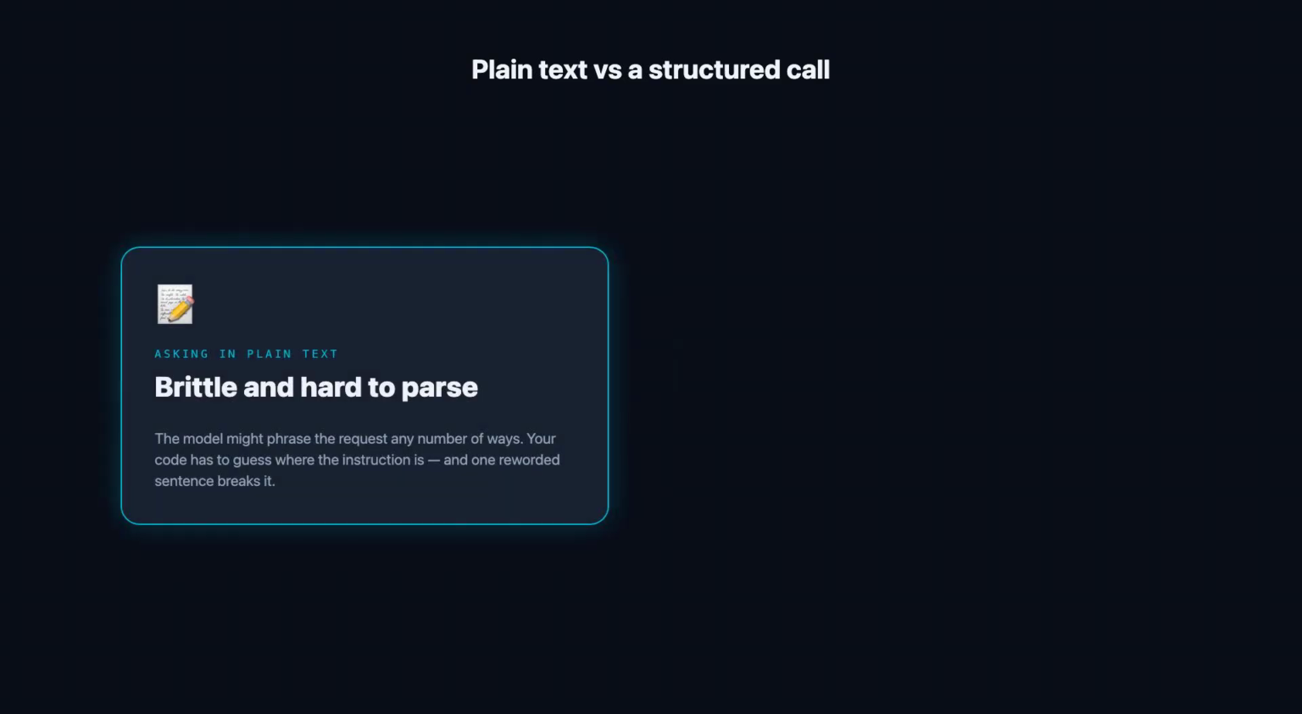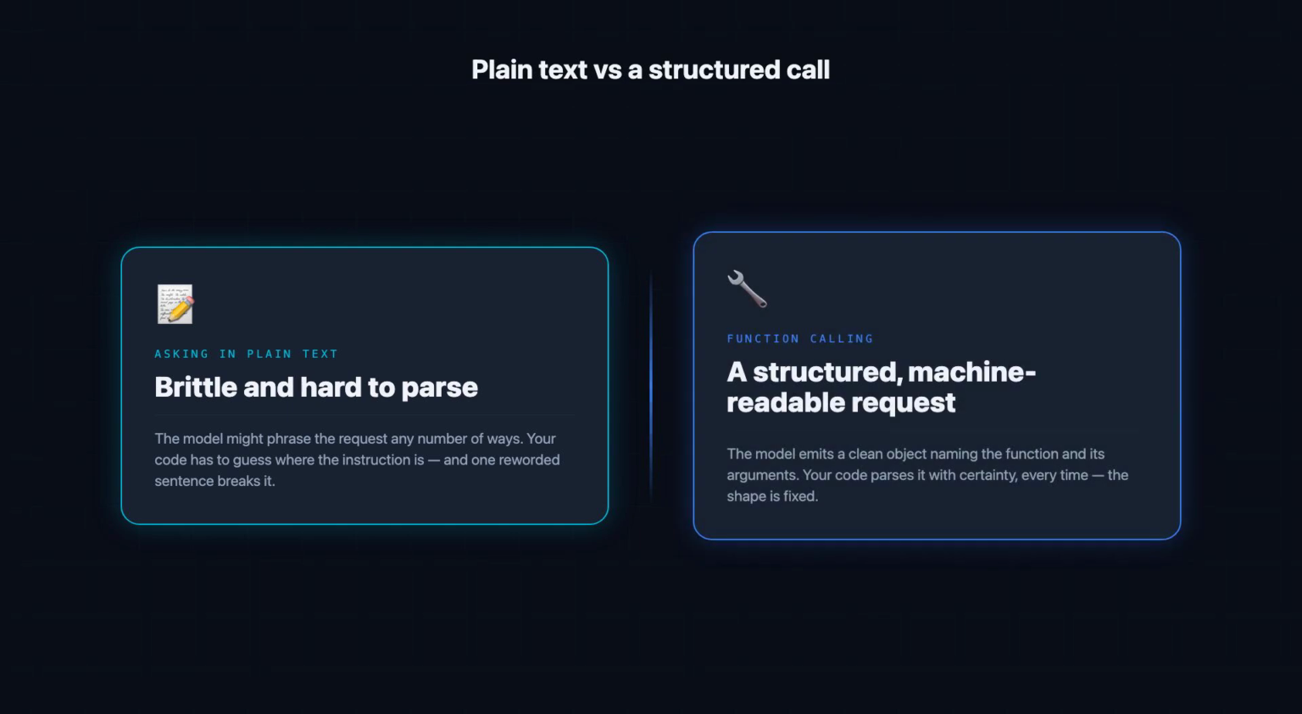First, let's see the problem that function calling solves. Asking a model in plain text is brittle. Say you want it to fetch the weather. It might reply with a sentence, wrap the request in an explanation, or phrase the arguments differently every time. Your code has to guess where the real instruction is, and any small change in wording quietly breaks the whole thing. This mechanism replaces that guesswork with a contract.